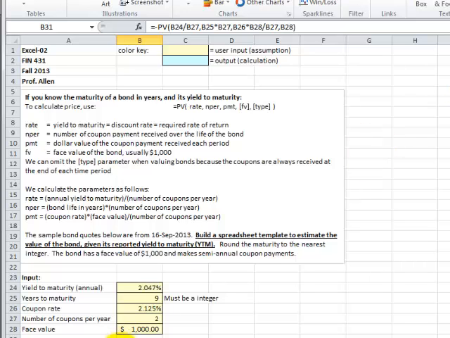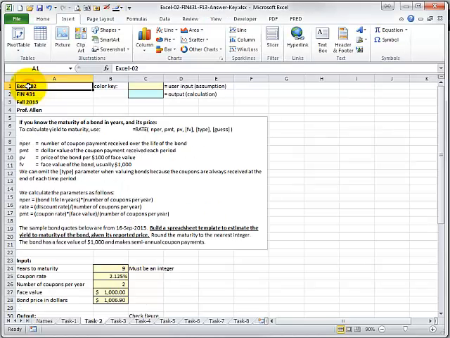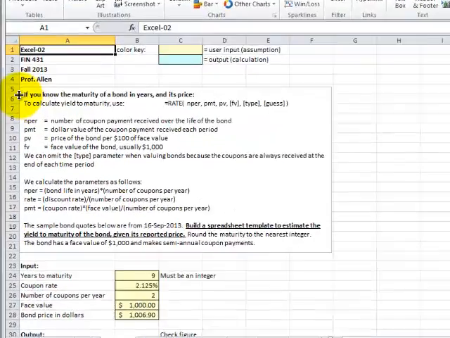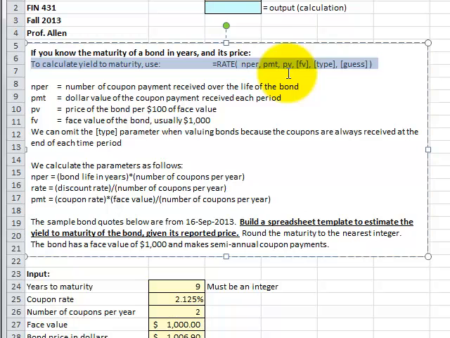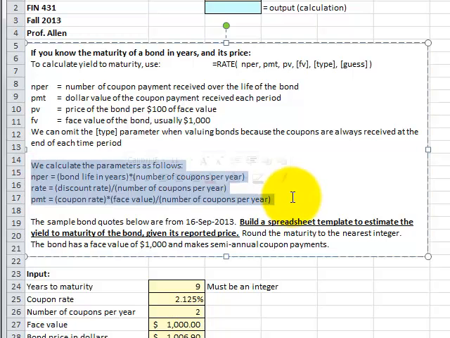That's task number 1. Let's have a look at task number 2. Here's task number 2. Task number 2 says if you know the maturity of the bond in years and its price, then we can calculate its yield to maturity. We'll use the rate function to calculate yield to maturity, and it has a number of parameters. Number of periods, in other words, the number of coupon payments we'll receive, the size of the coupon payment, the present value or price of the bond, and its face value or future value. We'll have to calculate some of those parameters as indicated down here.